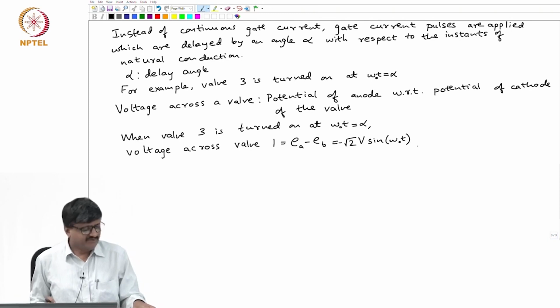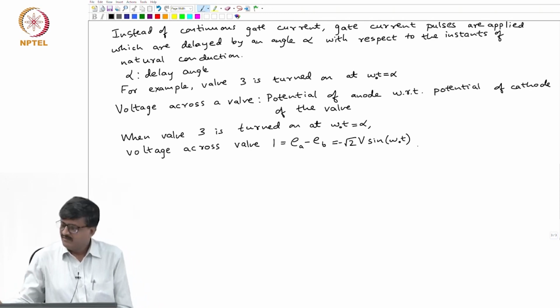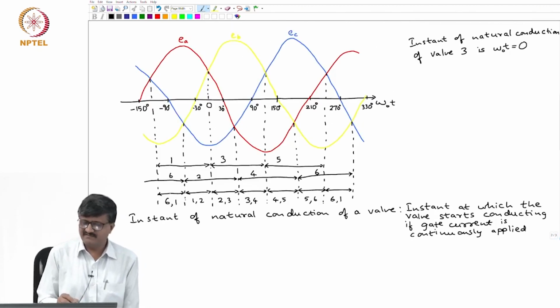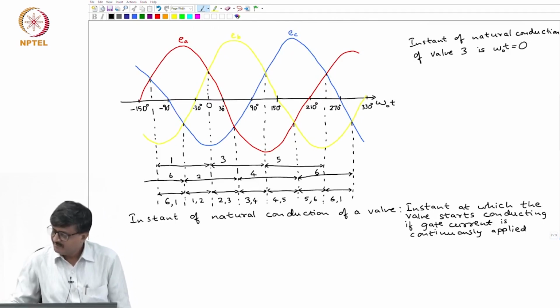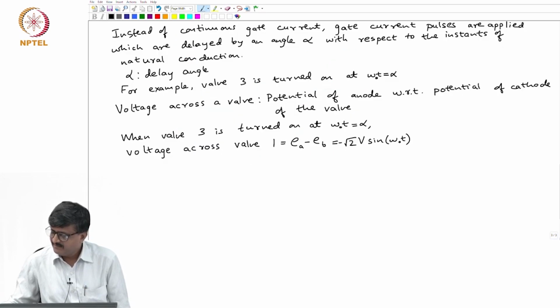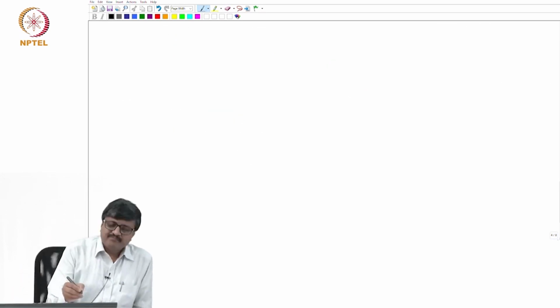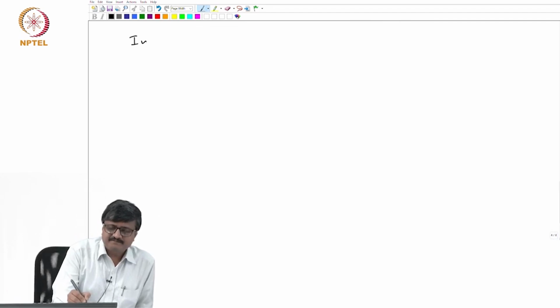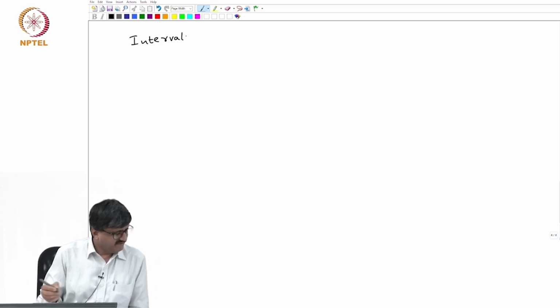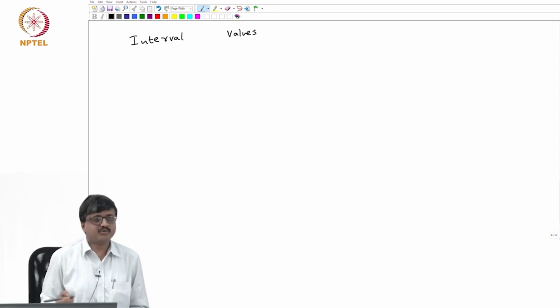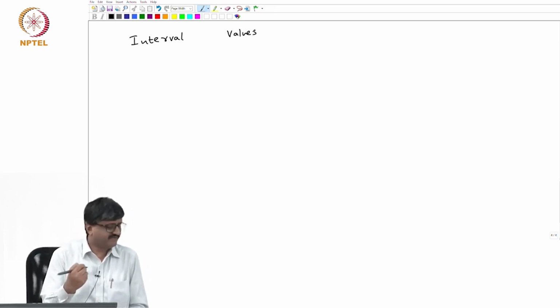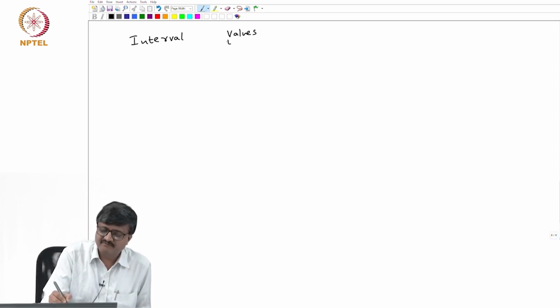Now, what we will do is look at the different intervals that we have seen in the previous page. There are 6 intervals in one cycle, each interval of duration 60 degrees. So, we will form a table and do further analysis. I will list all the 6 intervals, and in each interval we will see the valves that conduct. There are 2 valves, one from the upper commutation group and one from the lower commutation group, that conduct.